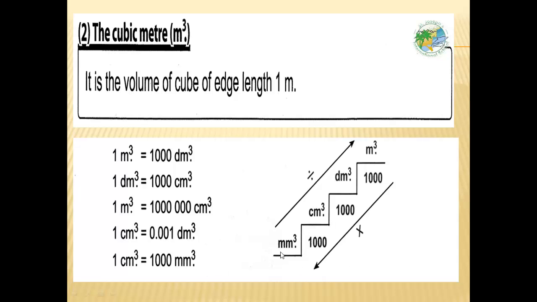But if you want to change from the smallest unit to the greatest unit, you should divide. Don't forget this note or this remark. From the smallest unit to the greatest unit we divide, but from the greatest unit to the smallest unit we multiply.